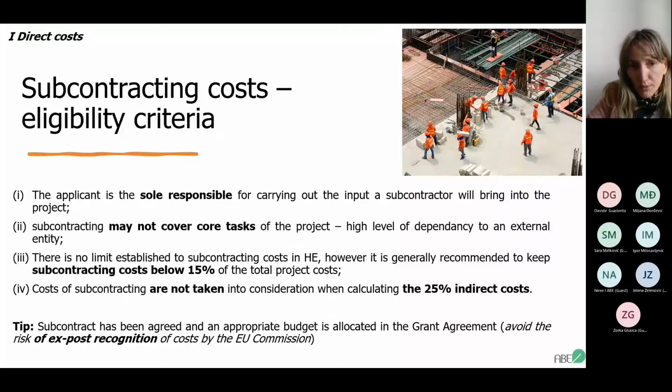Thirdly, there is no limit to subcontracting costs in Horizon Europe. However, generally, it's recommended to keep these costs below 15% of the total project costs. Finally, costs of subcontracting are not taken into consideration when calculating the 25% of indirect costs. You will hear this once again when we come to the indirect costs. One more tip is that the subcontract has to be agreed within the budget calculation period and allocated in the grant agreement. So please avoid the risk of ex post recognition of costs by the EU Commission, because sometimes it could be very complicated or rejected.